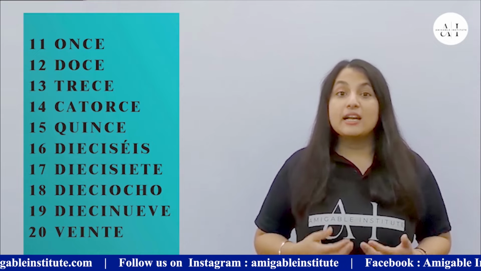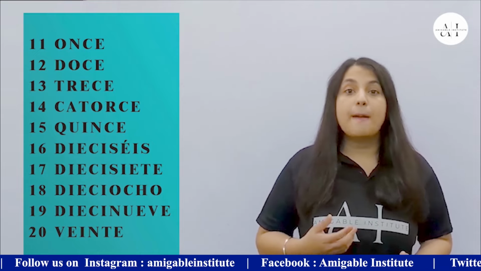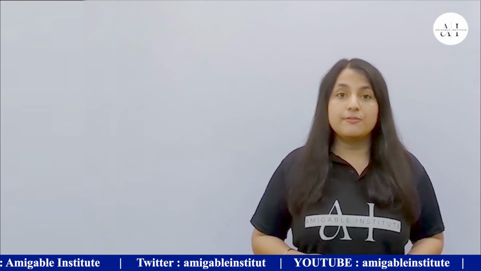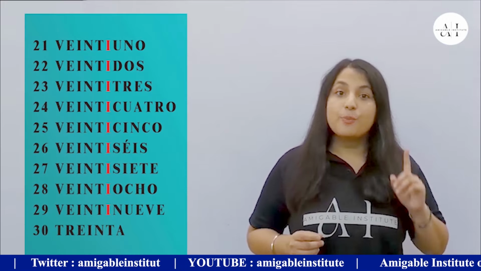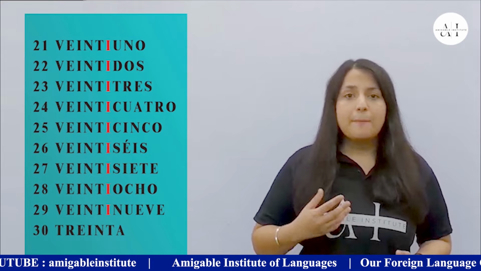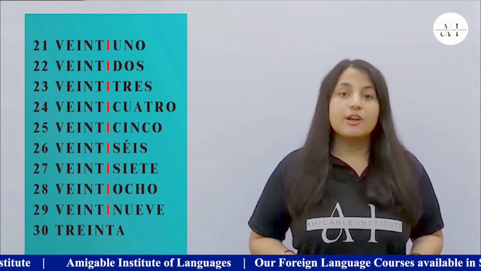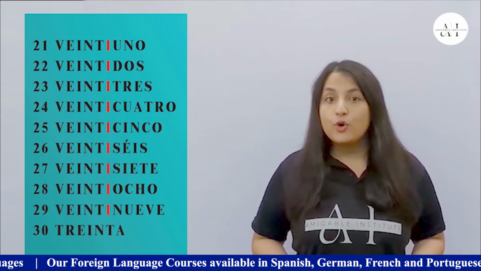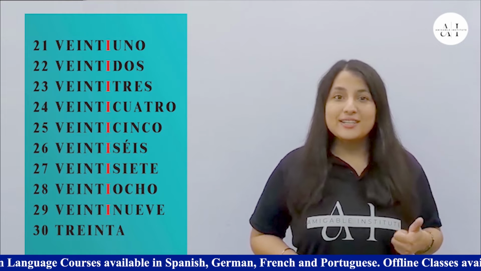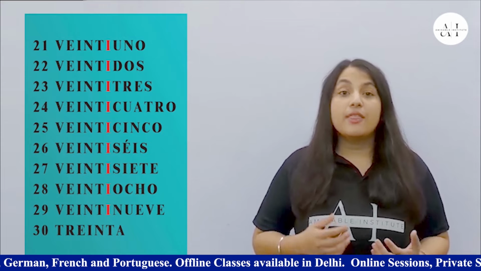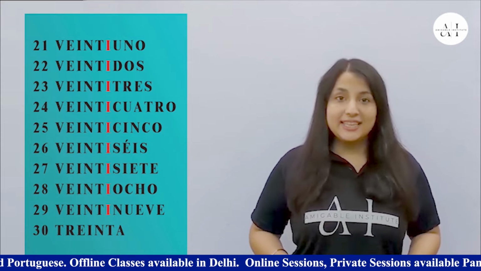After 19 comes 20, which is veinte. But from 21 to 29, we will use the prefix veinti. So pay attention. 22 would be veintidós. 25 would be veinticinco. Did you catch that? Perfect. After 29 comes 30, which is treinta.